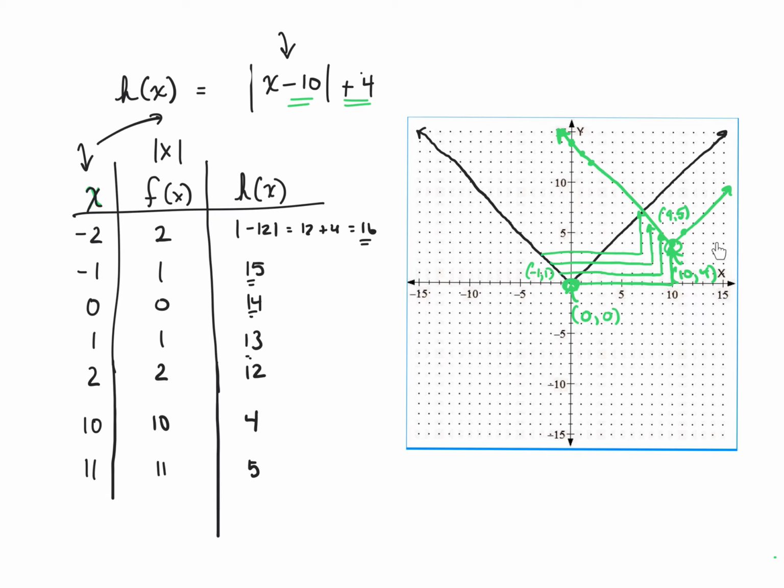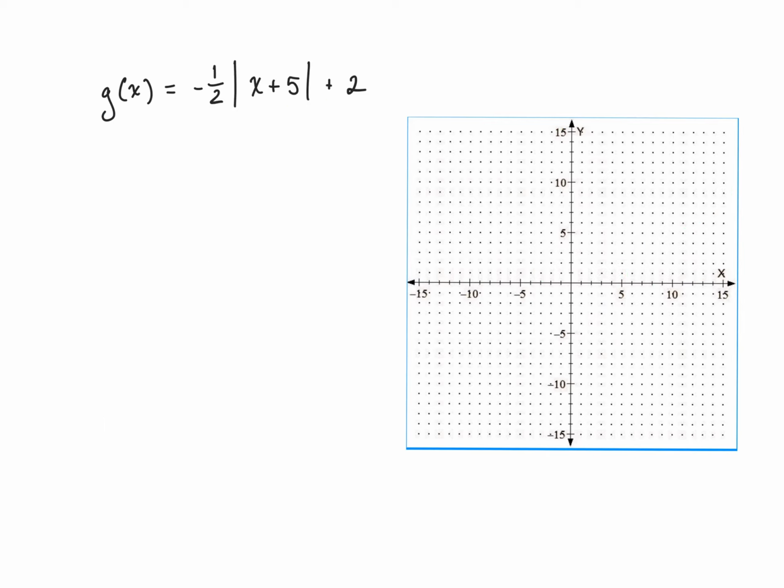And that's nice to have because now I have a general rule that if the interior is adding or subtracting, I do the opposite. So I will move my vertex the opposite of the interior, and I will move the y coordinate, the output, by doing directly what it says to do on the outside. So now that our rule's established, let's take a look at a more complicated one.